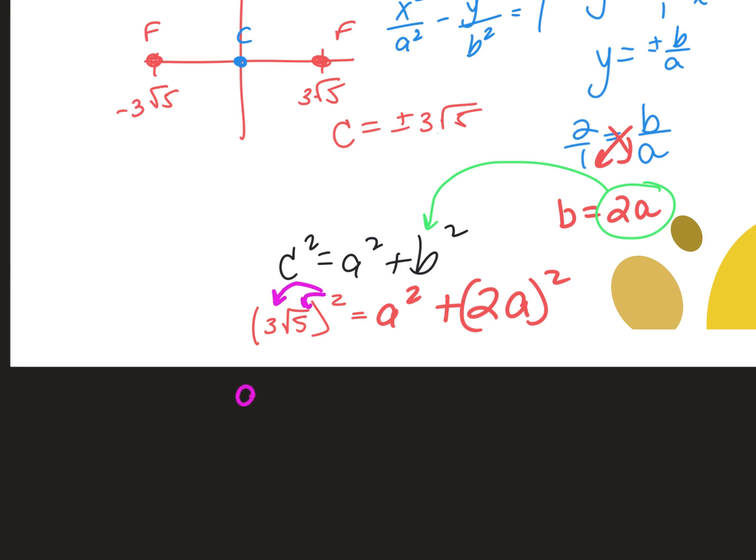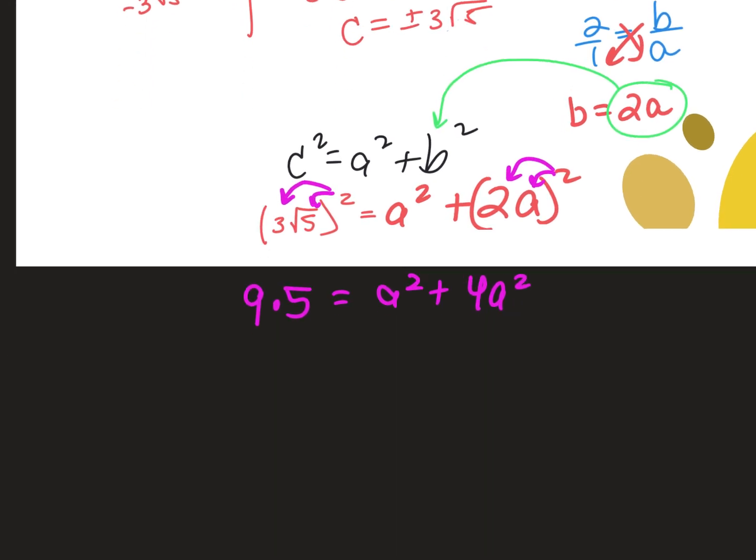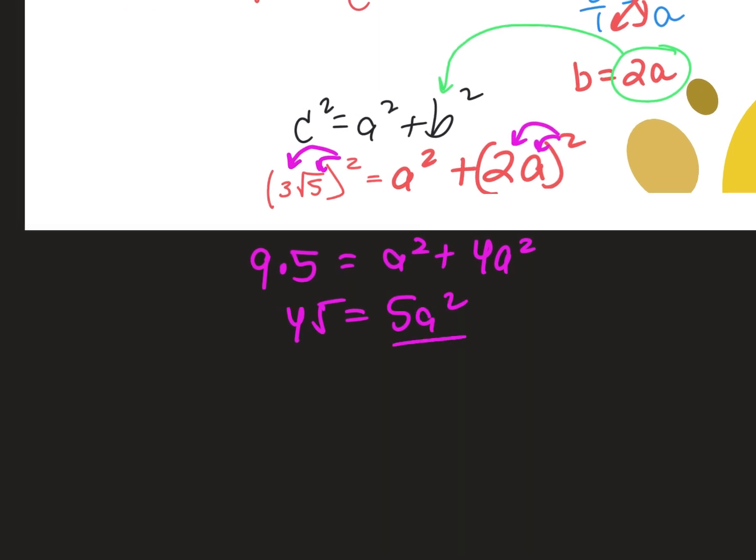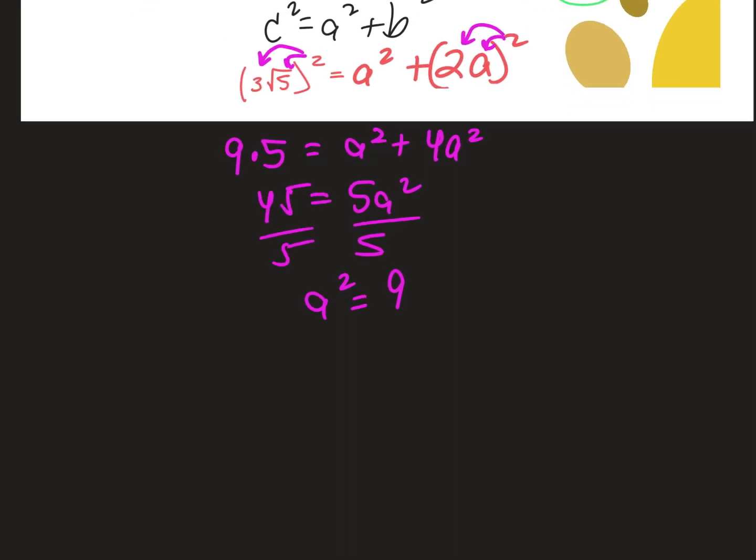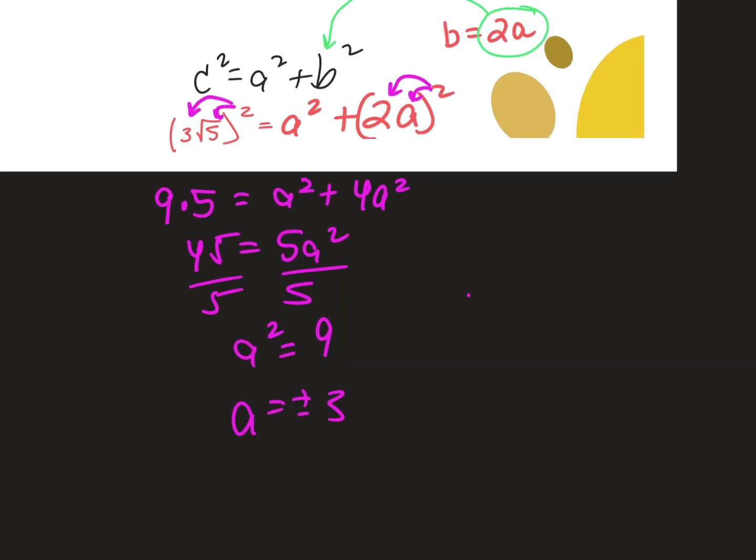So 3 squared is times what? Square root of 25, which is 5. Good. Then I have here a squared plus what? 4a squared. Very good. So 45 equals, now what? A squared equals 9. Yeah? So what does a equal? Plus or minus 3.